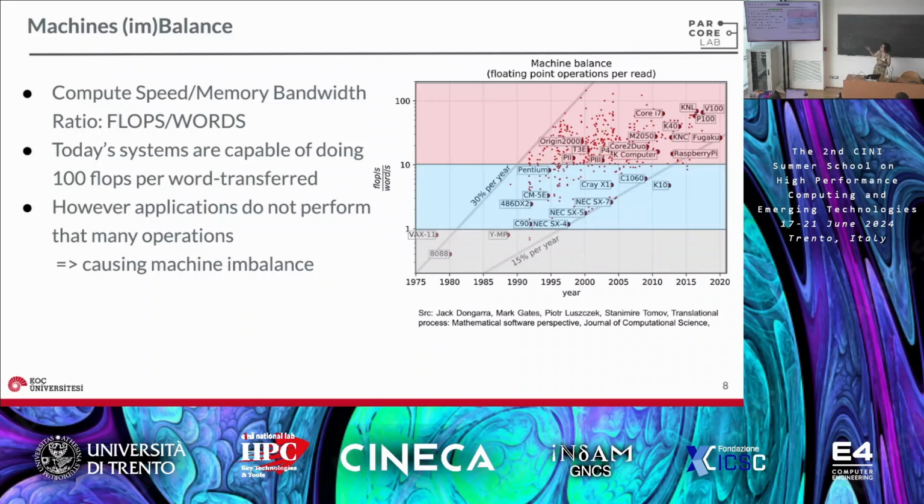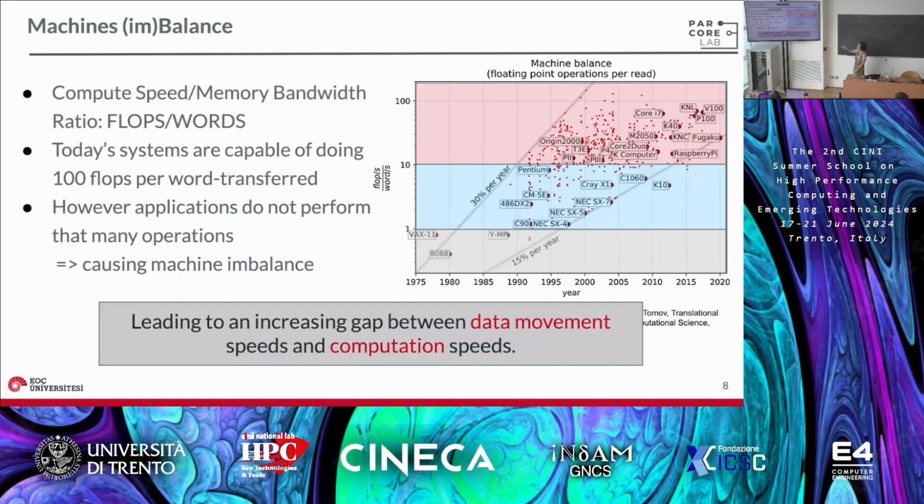This is normally called machine balance, but actually we should call it machine imbalance, because the machine can do a lot more operations, but applications don't need that many operations. They need the data movement much faster than what today's machines can do. So that's why there is a lot of effort now in computing in the network, so that you don't have to move the data around. This is causing a lot of machine imbalance issues, leading to an increase in the data movement speed and the computation speed.